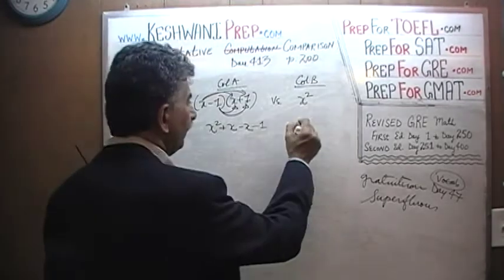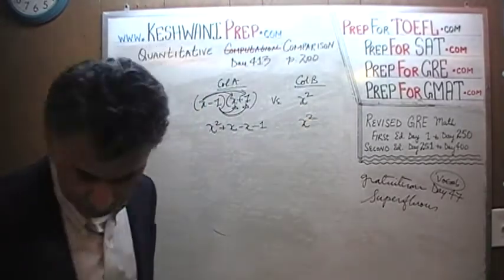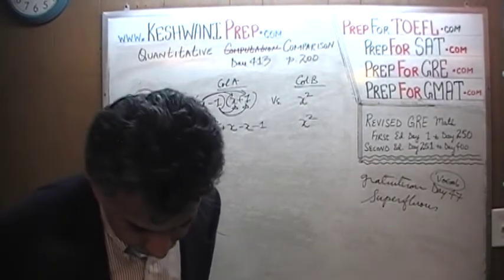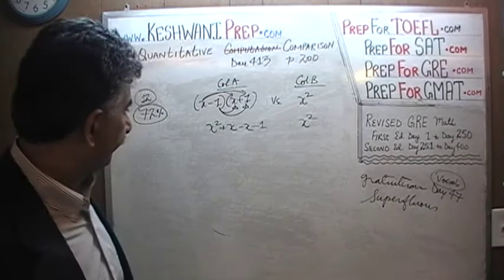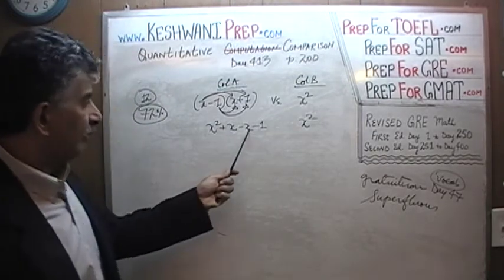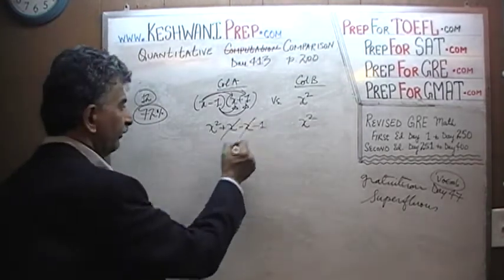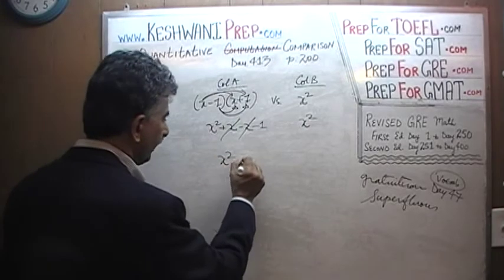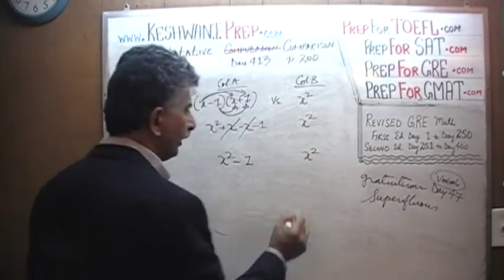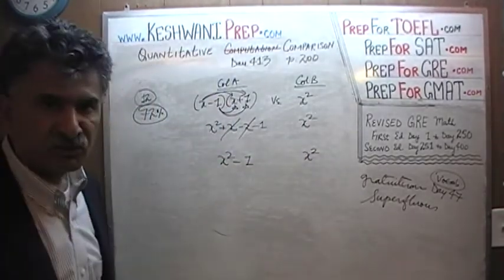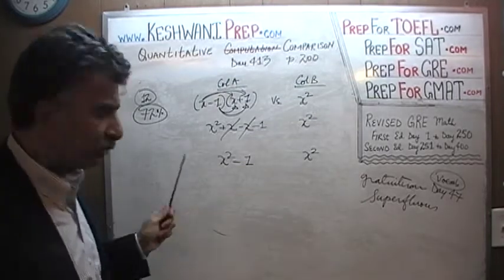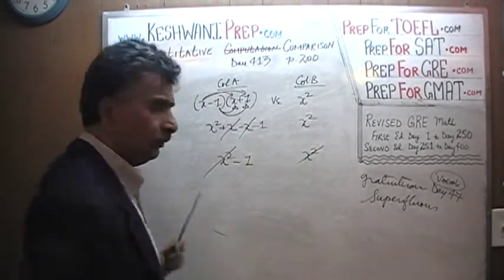And here we have x squared. Is that all we have, really? Yes, that's all we have. So what happens? We have a positive x and a negative x, and they are going to drop out. You may end up with x squared minus 1 versus x squared. Let's subtract x squared from both sides. If we subtract x squared from both sides, x squared drops out.